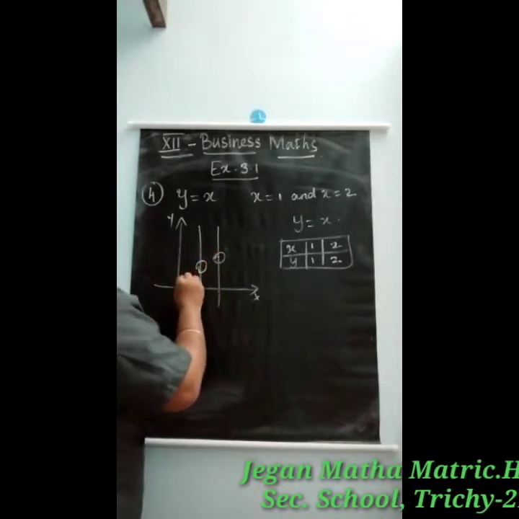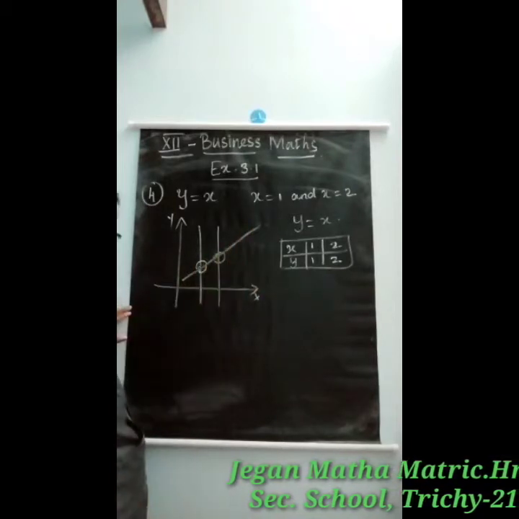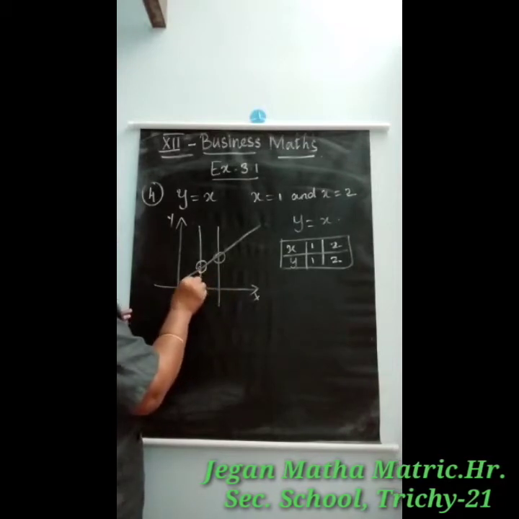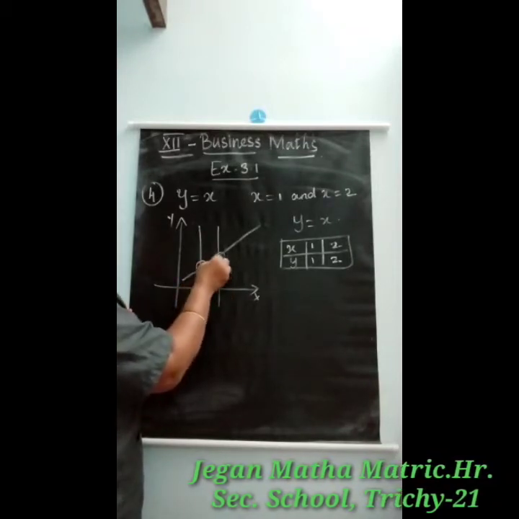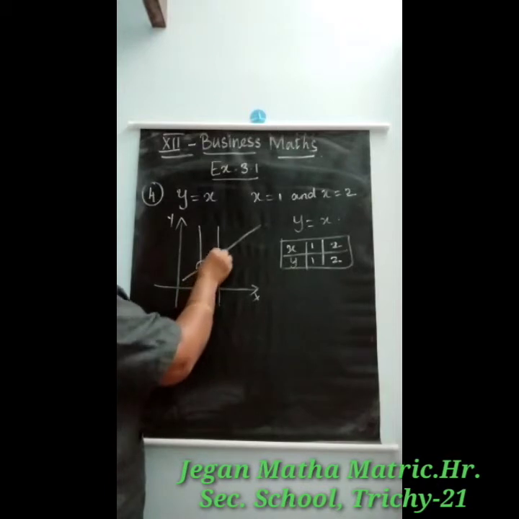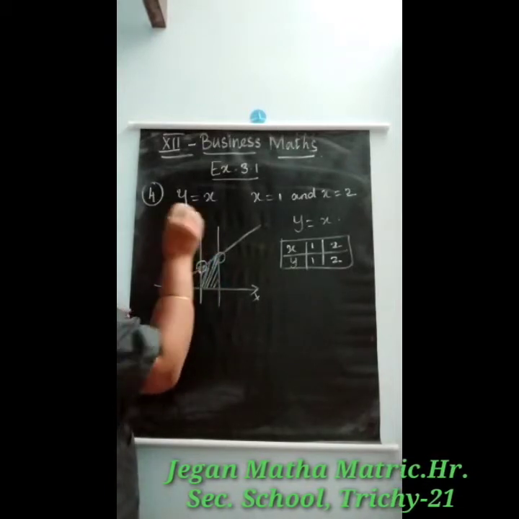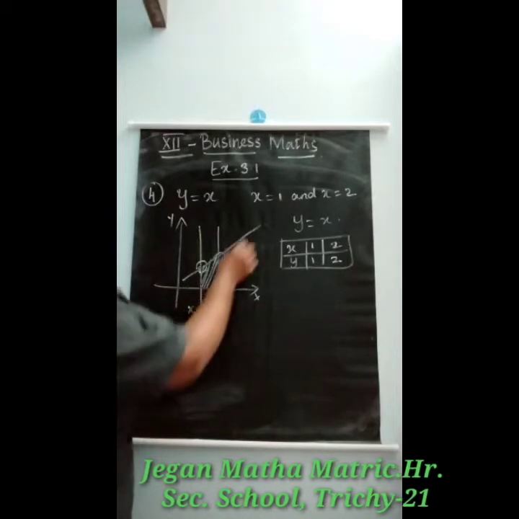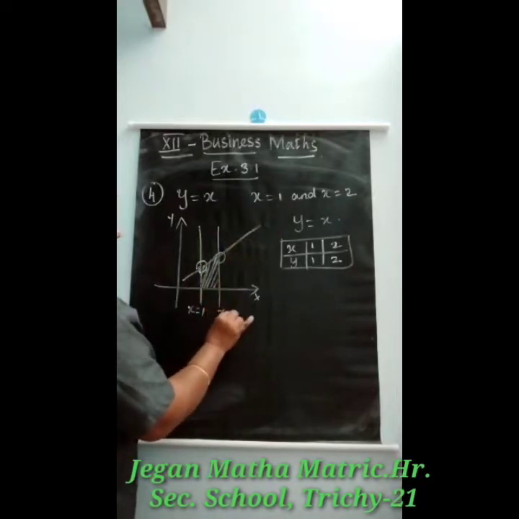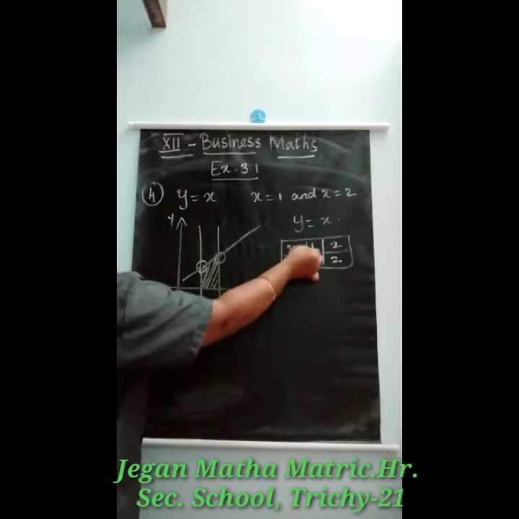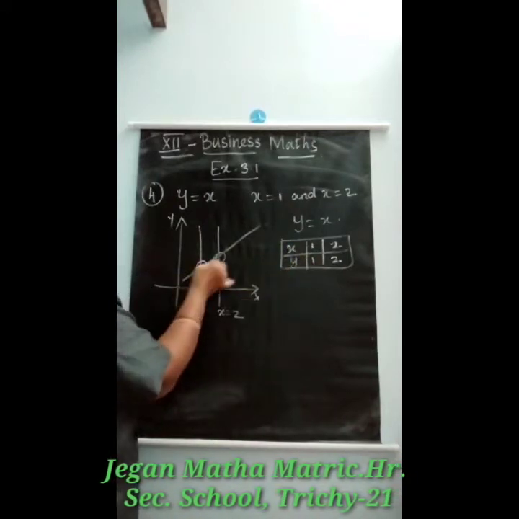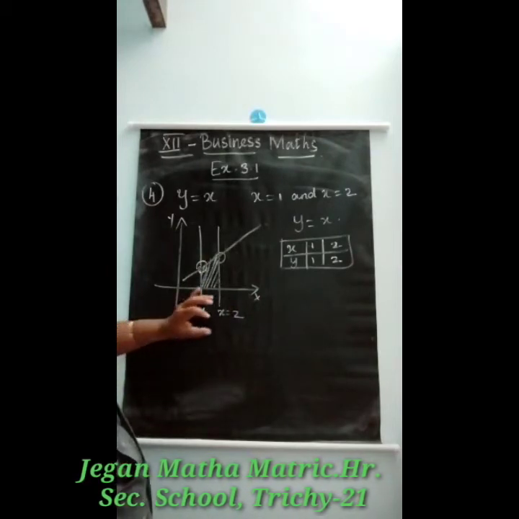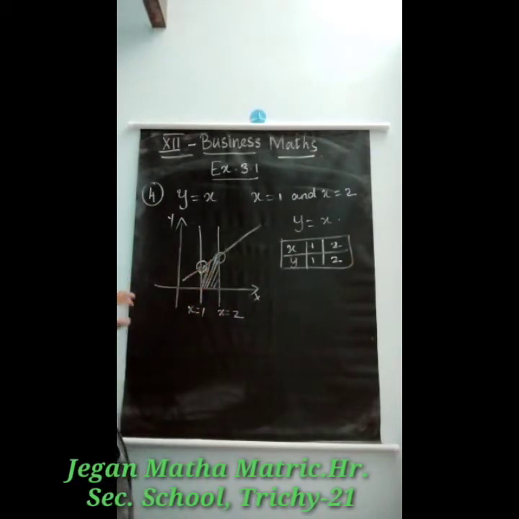And how to join this line? Like this. In between x is equal to 1 and x is equal to 2, we have to find this area. Can you understand? This vertical line is x is equal to 1 and that vertical line is x is equal to 2. These are the plotted points: x is equal to 1, y equal to 1, and x is equal to 2, y equal to 2. Now, how do we find the area in between?